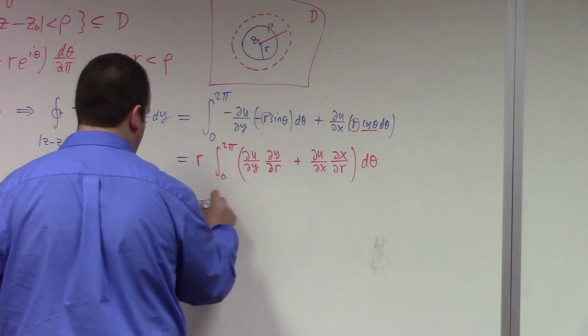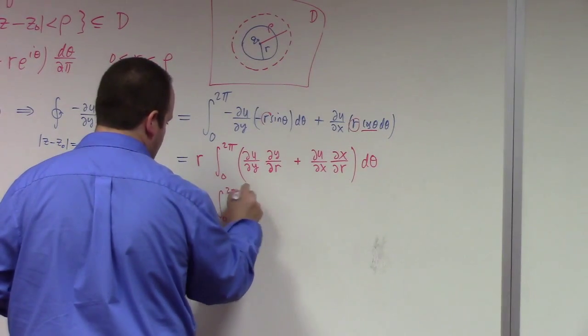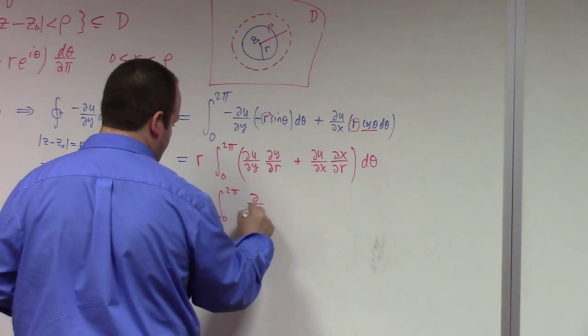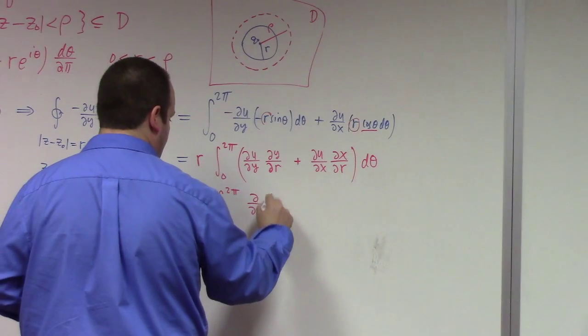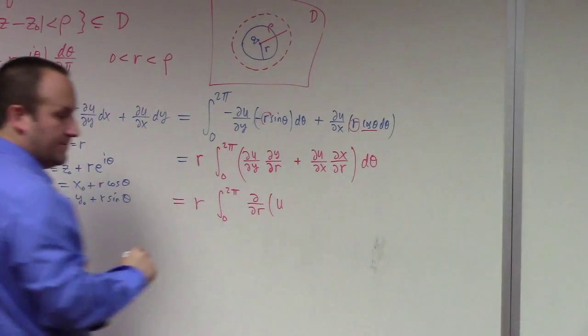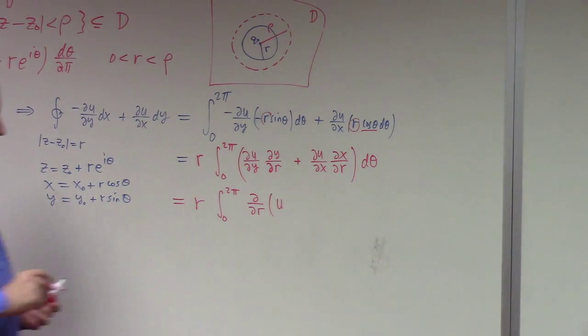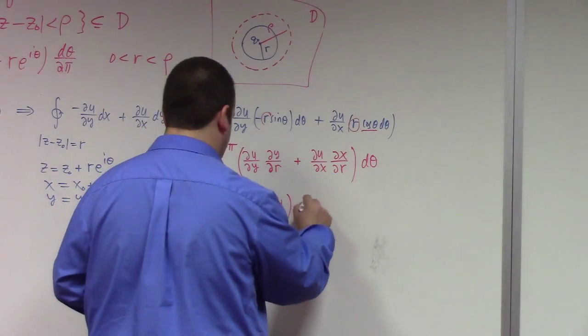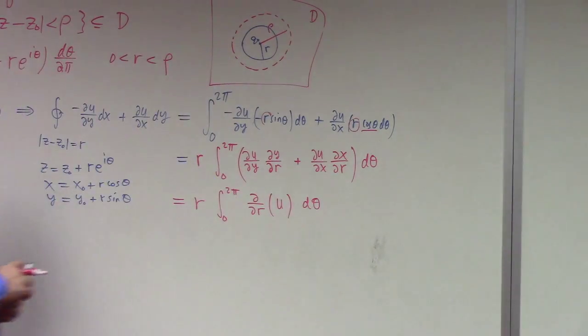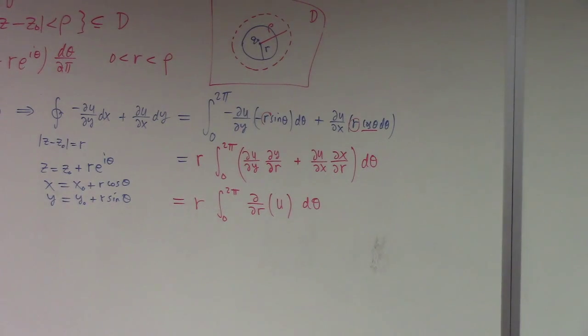So, the chain rule says that this is really partial, partial r of u. Now, technically, it's u evaluated at the parameterization in order to make the chain rule flesh out, but let me not be too explicit.